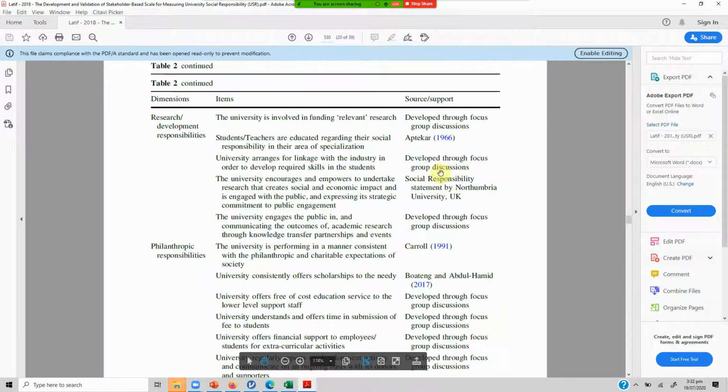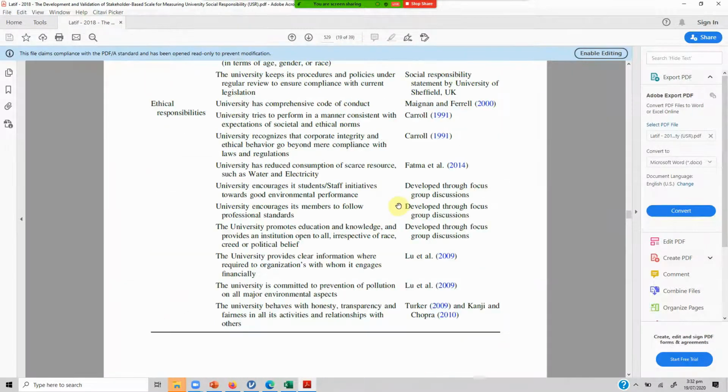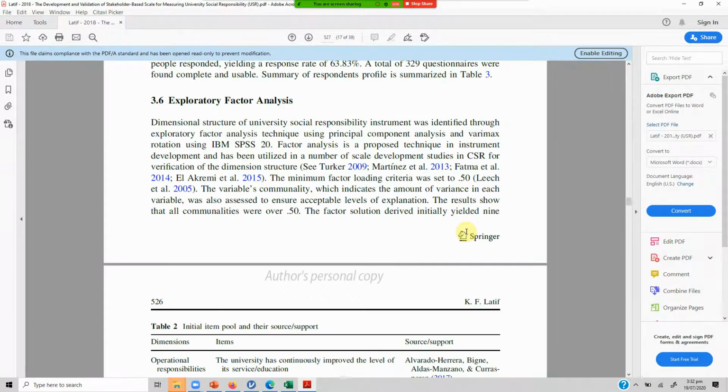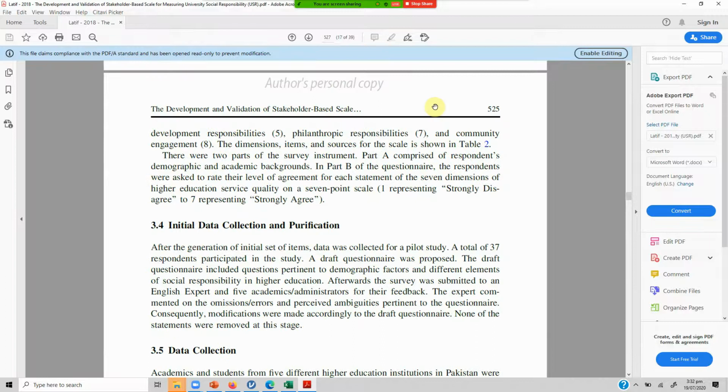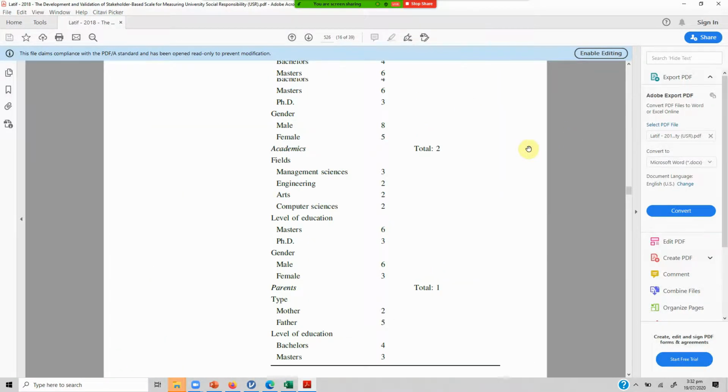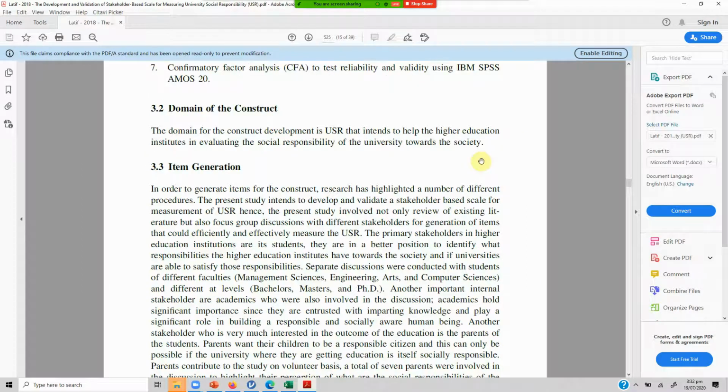What is the support for these items? From where did I get these items? So from the literature, some of them developed from the group discussion presented in a table. So you read through this paper and you will get to know how to report exploratory factor analysis, how to report or how to write the introduction and the literature, how to write the methodology, everything in greater detail. So this paper will be shared.